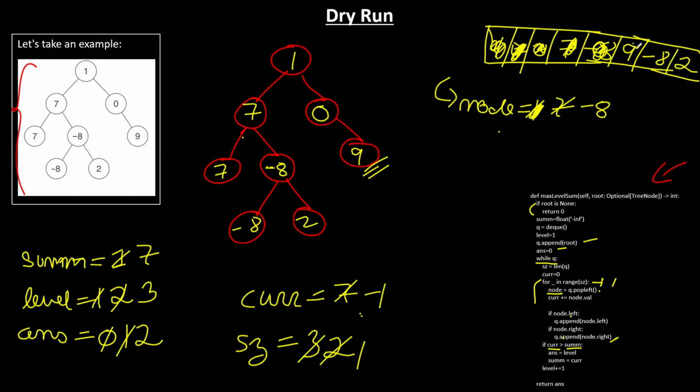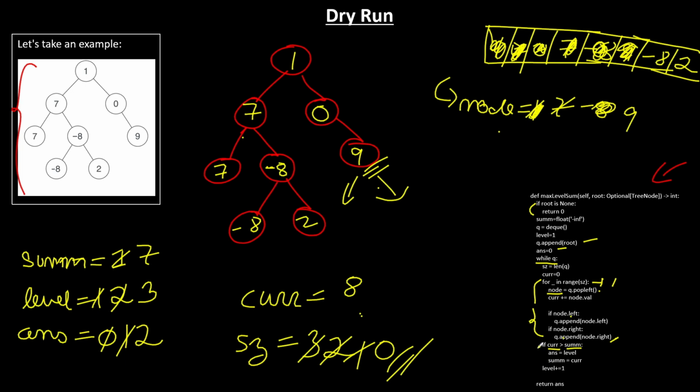We'll pop 9. So node has the 9 value. We add it to the current variable. So 9 plus minus 1 gives me what? 8, right? Size becomes 0. We check whether it has left and right. So it does not. This case becomes false, right? The complete iteration is done for this particular level.